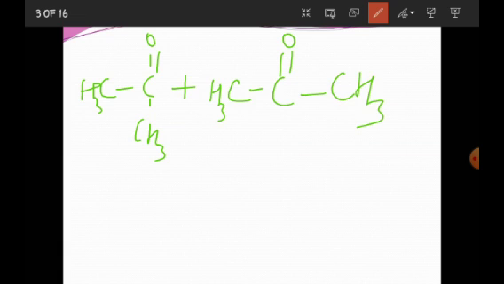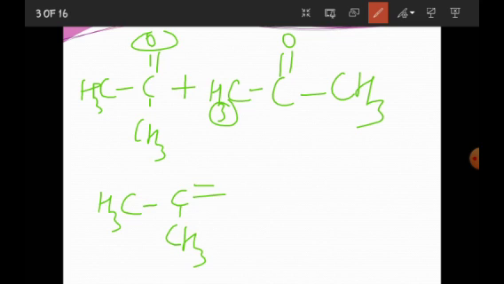Now as I told you, you can directly write the product. How can you write it? You can remove this O and 2 hydrogen from here and put a double bond. So the final product will be CH3, CH3. Here what will come? A double bond will come. Then what is left? CH, CO, CH3. This is the final product.